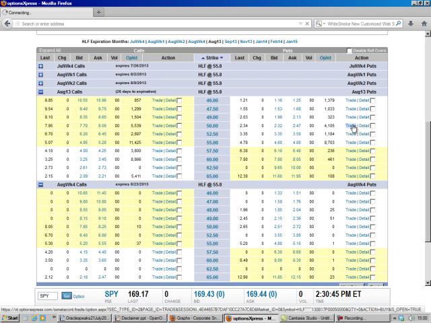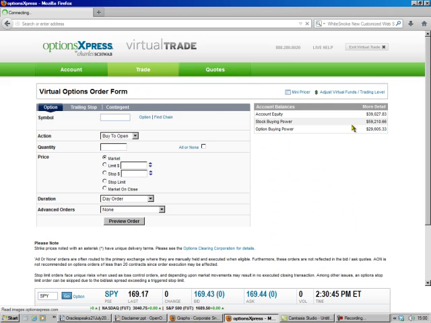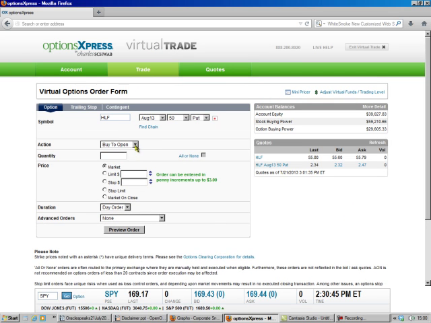So we just hit trade. Now this is $50 a share. We change buy to open to sell to open. So every one of these we sell is $5,000. So if I sell two, I'm tying up $10,000. I leave it at market and I leave it as a day order. Preview the order.